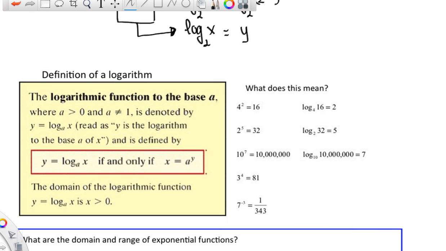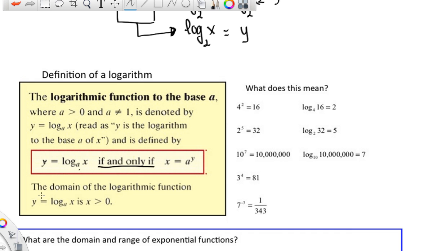Okay, notice here's the definition. The logarithmic function with base a, where a is larger than 0 and a cannot equal 1, is denoted by y equals log base a of x. And it's defined as, so here's the definition, and notice that it says if and only if x is equal to a to the power of y. So here they went backwards. They said that this a with that exponent y needs to equal x to create the exponential function that goes with it.